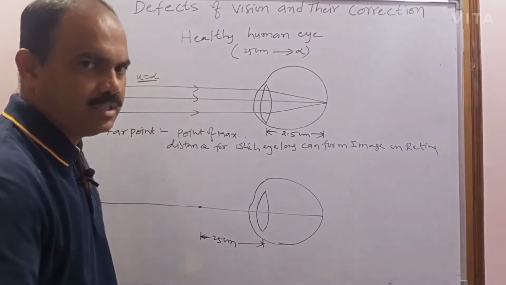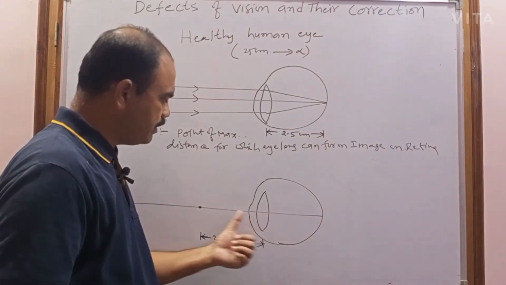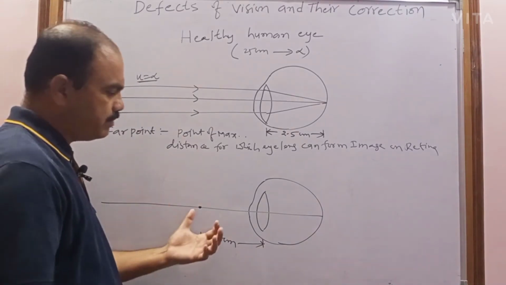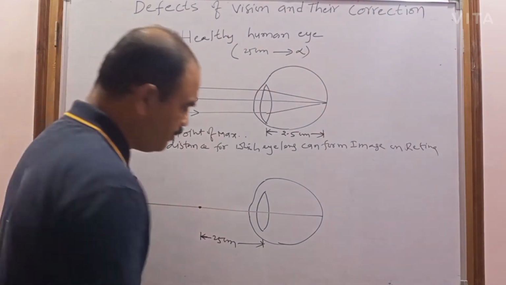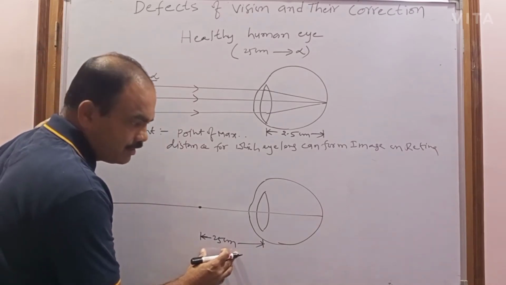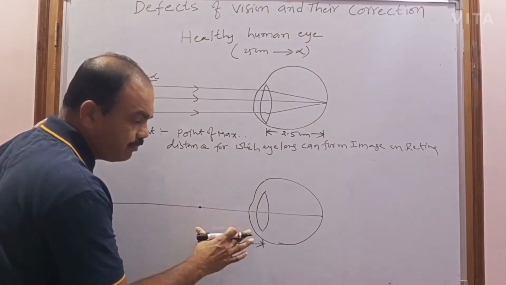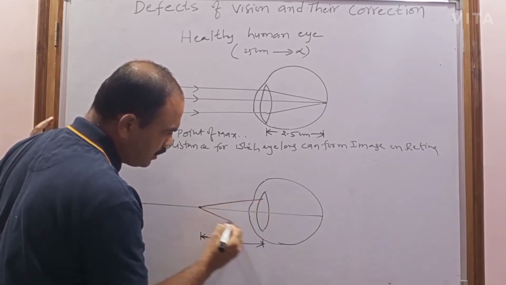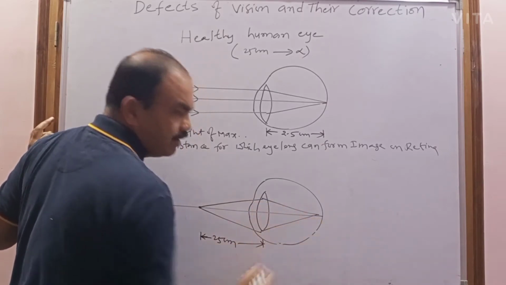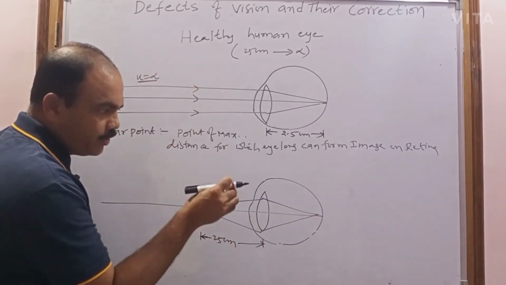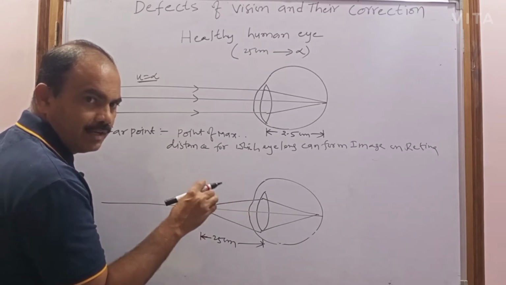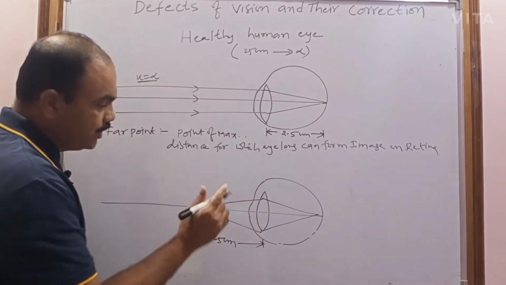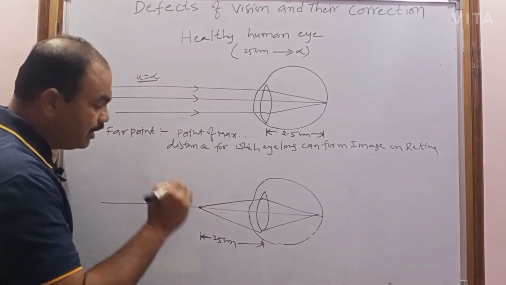So already you know that the least distance of distinct vision is the minimum distance between the eye and the object so that we can see the object clearly, comfortably and distinctly. This is a point of minimum distance for which the eye lens can form the image on the retina. So what is the minimum distance for the human eye to see the object clearly and comfortably, as well as form the image on the retina? That is 25 centimeter. That's why this point is called the near point.